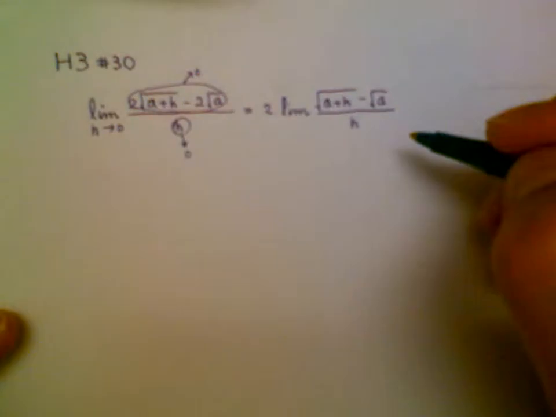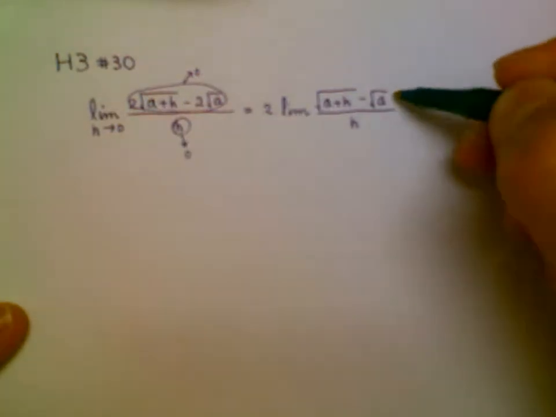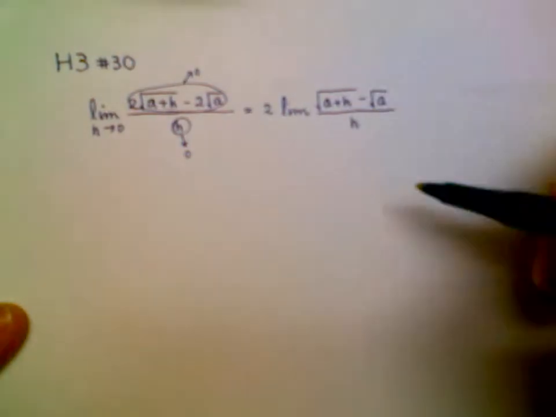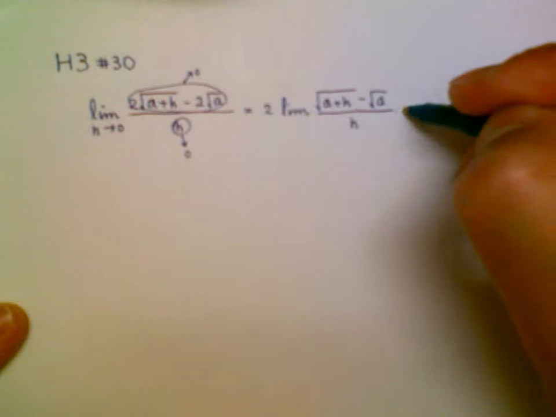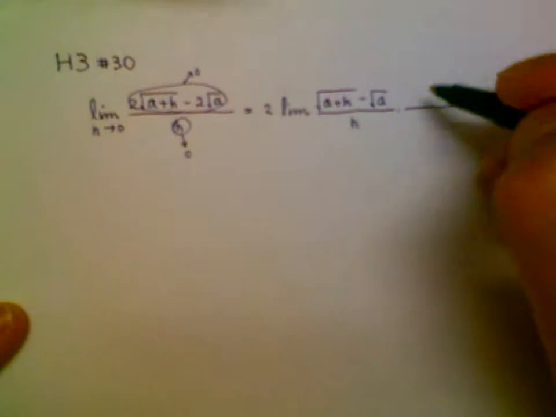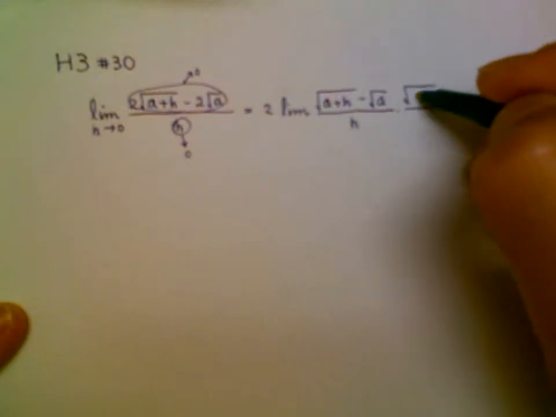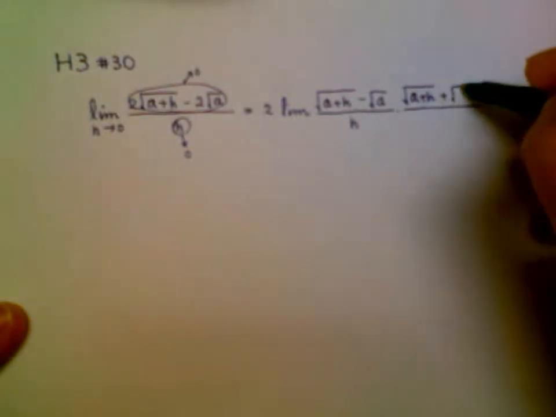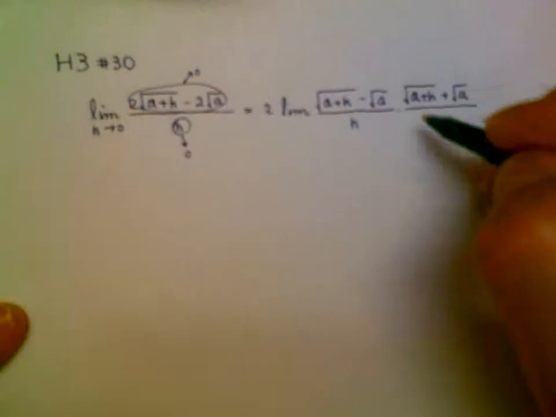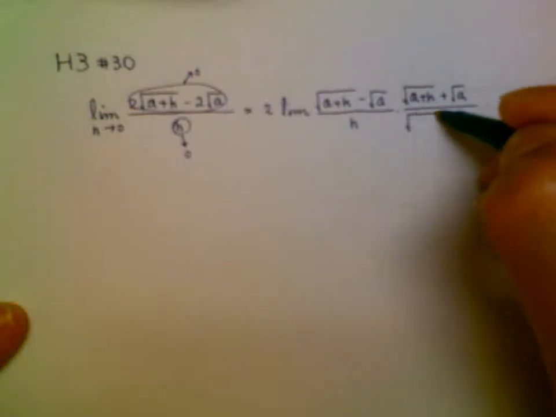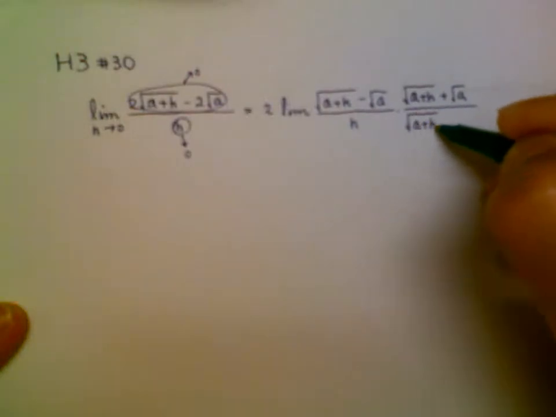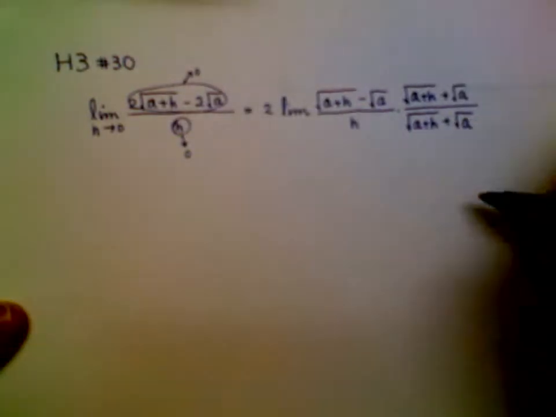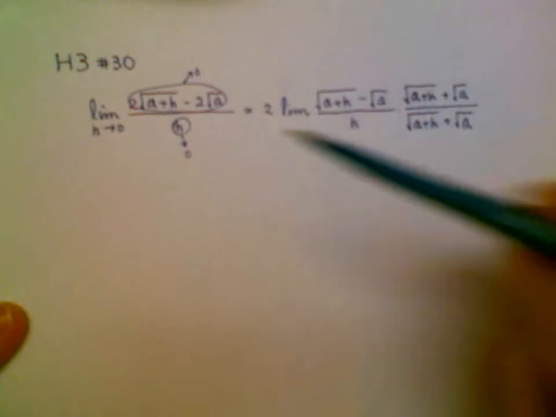So remember the trick. We can multiply top and bottom by almost the original numerator except for the sign. So we're going to multiply top by square root of a plus h plus square root of a. And on the bottom, you do the same: square root of a plus h plus square root of a. Then you just multiply it out.